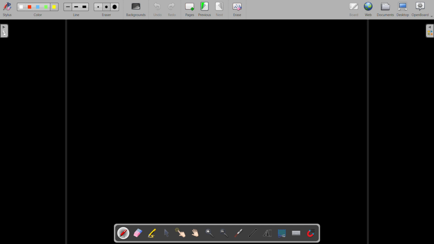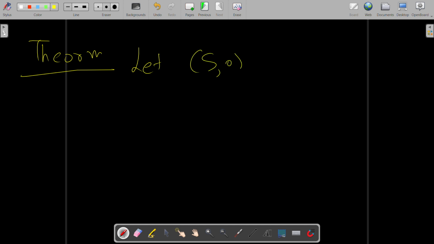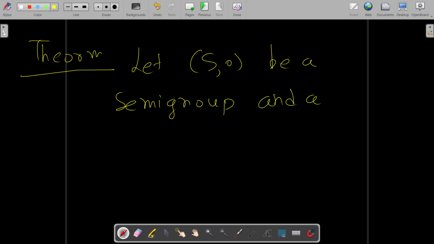Next, there is a problem on it. Say there is a theorem. Let S naught be a semigroup and a belongs to S, then a to the power m plus n is equal to a to the power m compose a to the power n. The proof is very simple.